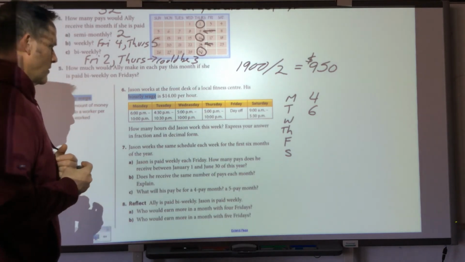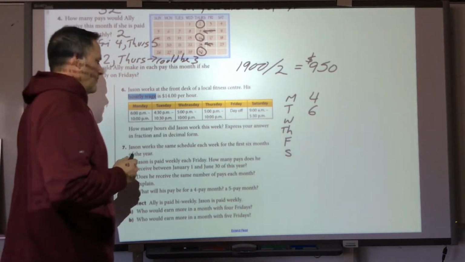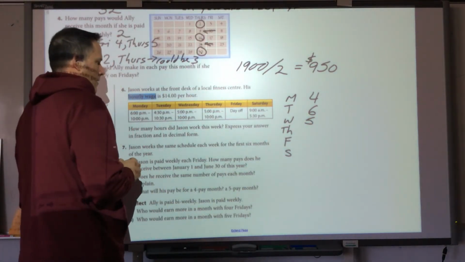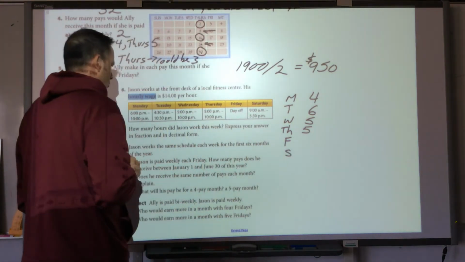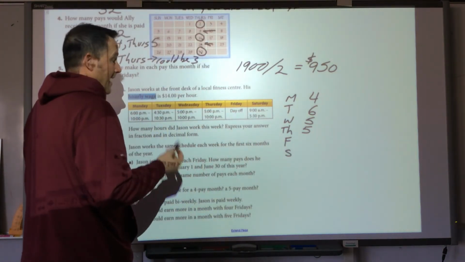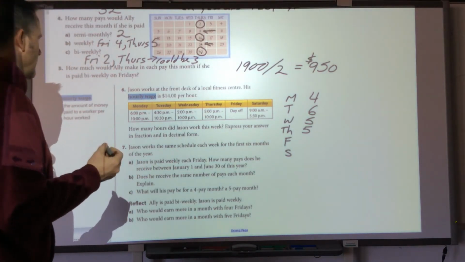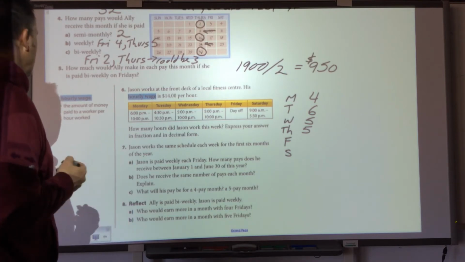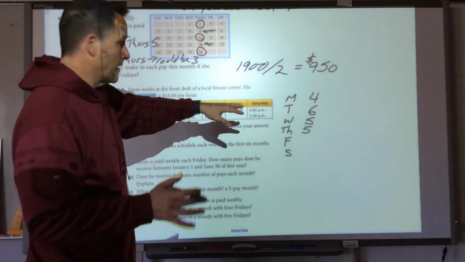How many hours did Jason work this week? Express your answer in fraction and in decimal. 10 subtract 5 is 5. Again, same thing on Thursday. And then Saturday, of course, they want to throw this in. It's not showing Jason works at the front desk of a local fitness center. It doesn't say about a lunch break. So we're going to assume there's no lunch break.